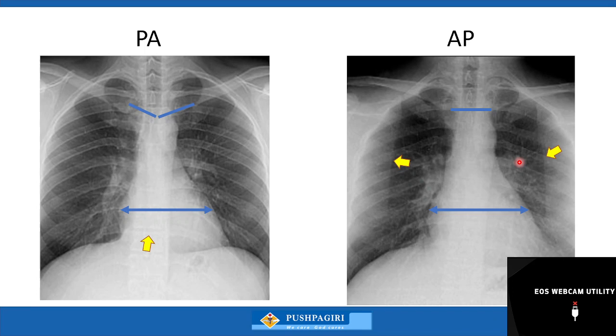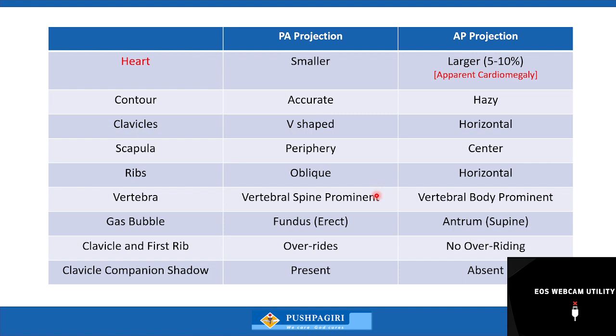Then the vertebral spine will be very prominent. The spines of the vertebral bodies will be very prominent in a PA, whereas in an AP, it is the vertebral body that is more prominent. That is the technique used. Then PA projection is usually taken with the patient erect.